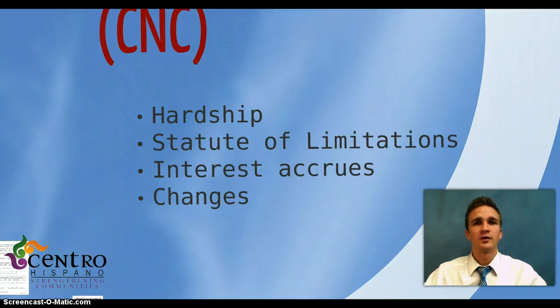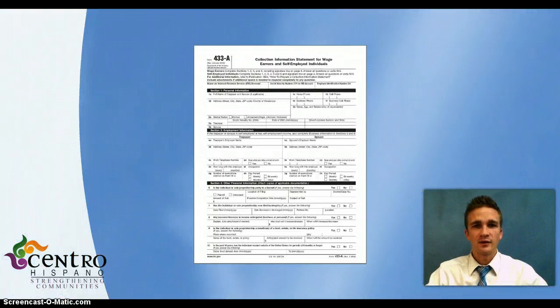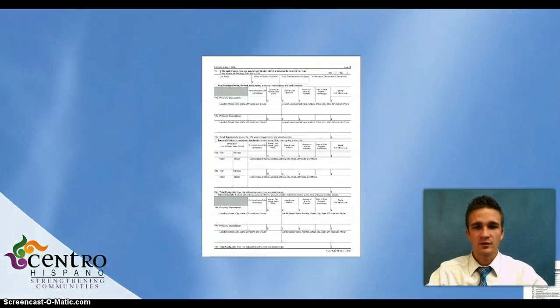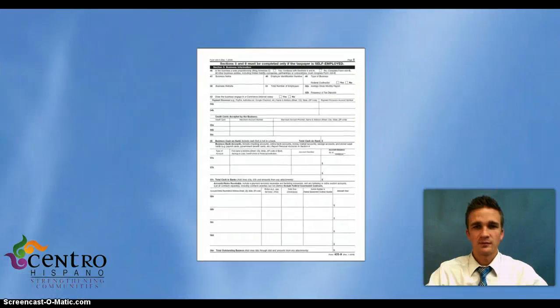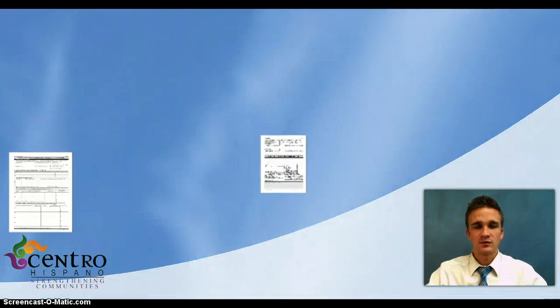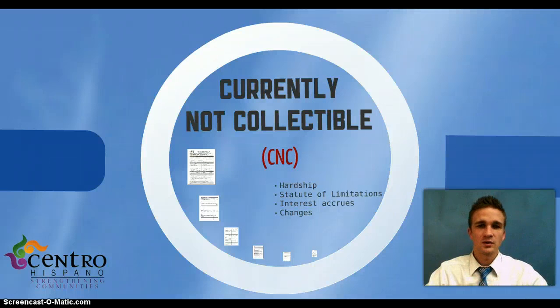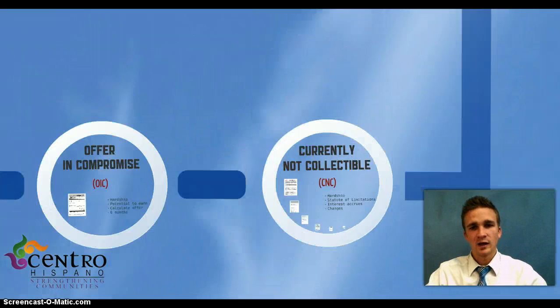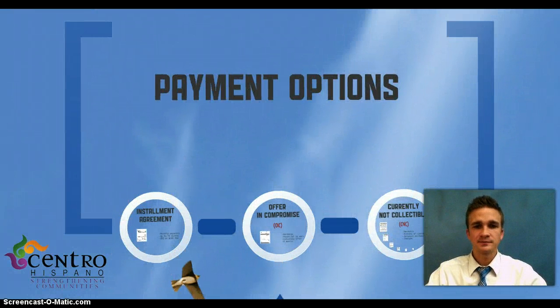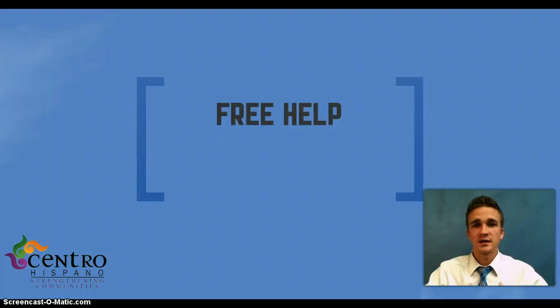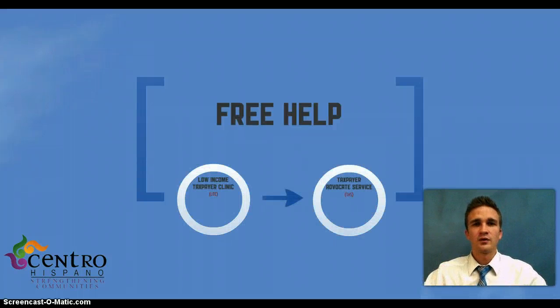Interest continues to accrue on that amount that you owe when you're on currently not collectible status. And then if you get a new job or something like that, your situation changes, IRS could start collecting again. And these are just some of the pages that you have for the 433, that you have to fill out, a collection information statement to show that you should qualify for CNC. There's actually a shorter form called 433F. But anyway, so those are some of the payment options. So that's basically it. That's just a really brief overview of the examination and collection process with the IRS.